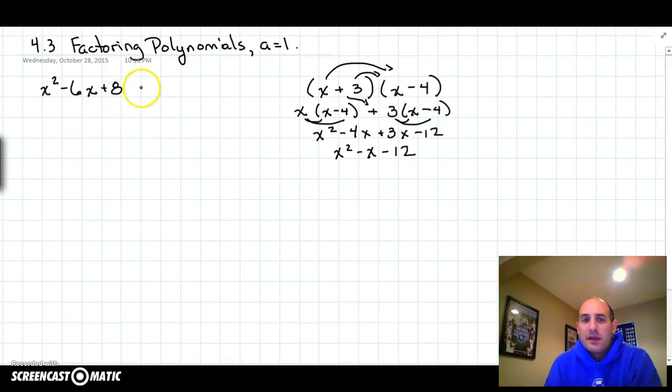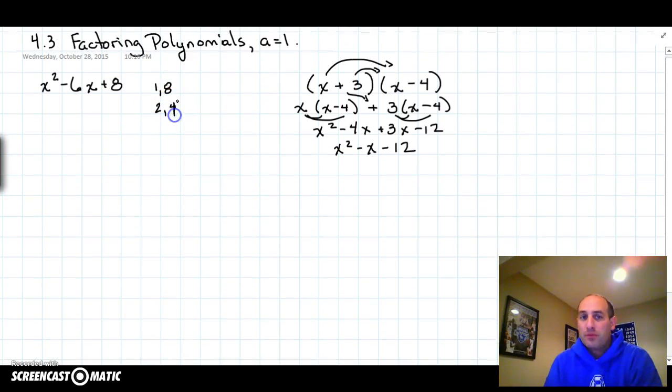So when I look at 8 right here, 1 times 8 is certainly going to equal 8. Another pair of factors for 8 are 2 and 4. I don't think that there are any other factors of 8. 1, 2, 4, and 8 are it. And they come in pairs like that. 1 times 8 does equal 8. 2 times 4 does equal 8.